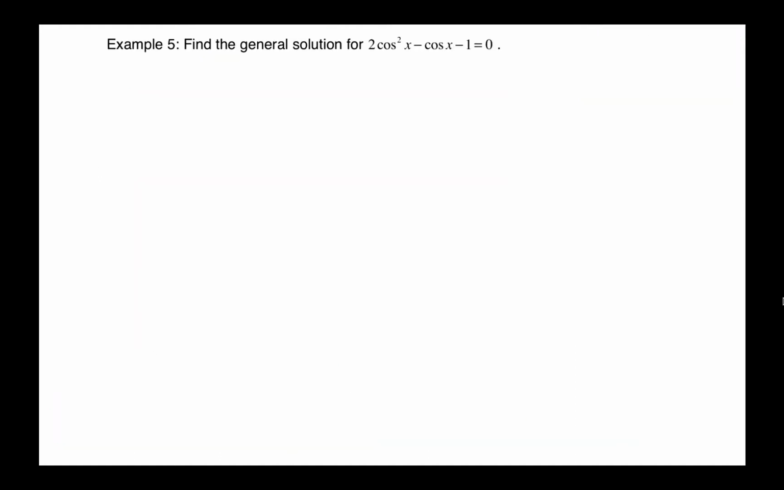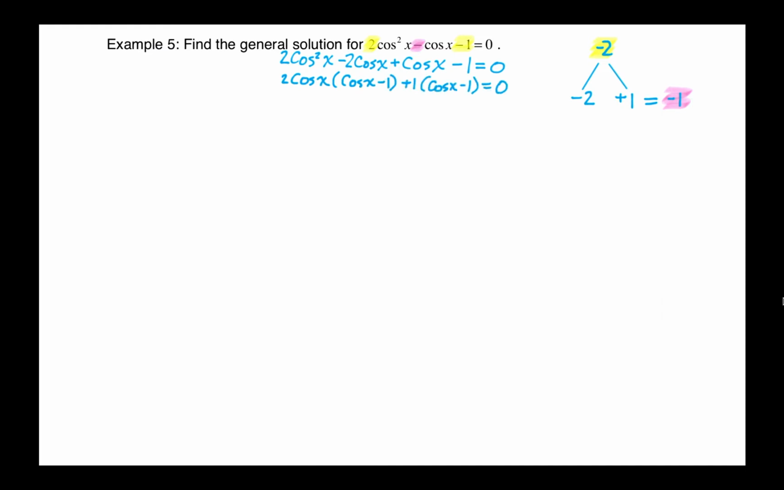So final situation here, we're looking for the general solution of this. So if we factor it first, we're looking for factors of -2 that add to -1. So they are -2 and +1. We can do decomposition. Then we can look at the first two terms and take out the greatest common factor. Take a look at the next two terms and take out the greatest common factor. And so here it is in fully factored form.